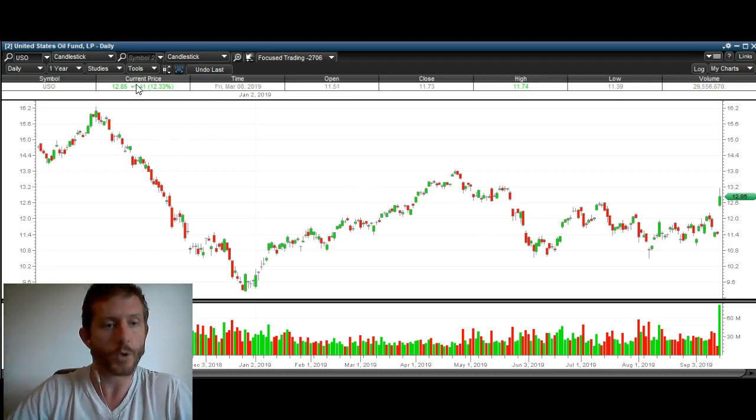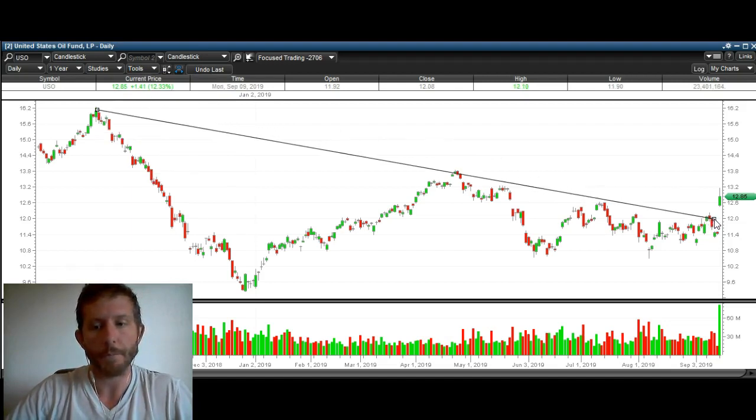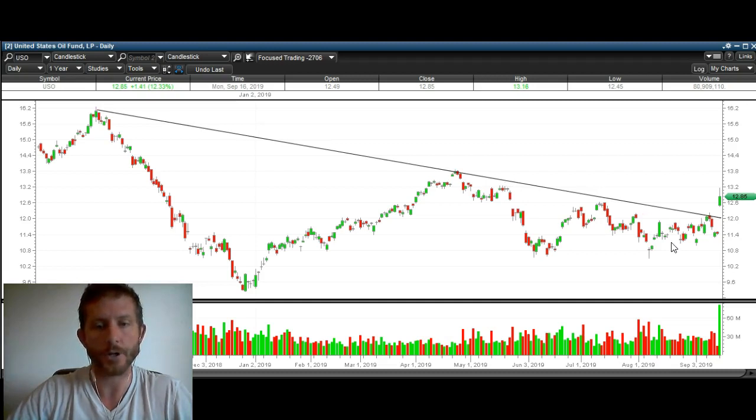So what we have here is a break over this major downtrend line. This is a year of action here on oil. You can see it started here, rejected there, here, and once again right there. So a lot of touches against it. Okay, so you can tell that is a key level.